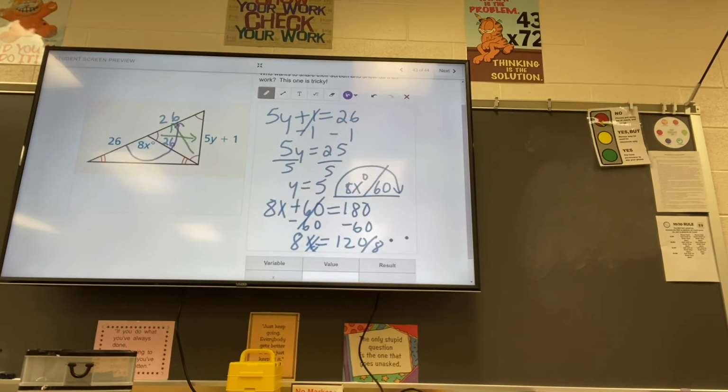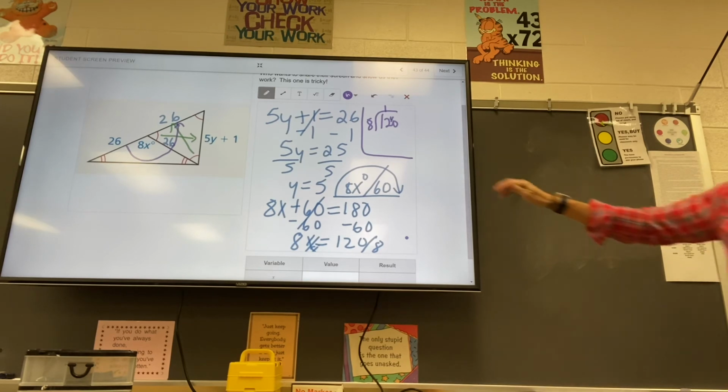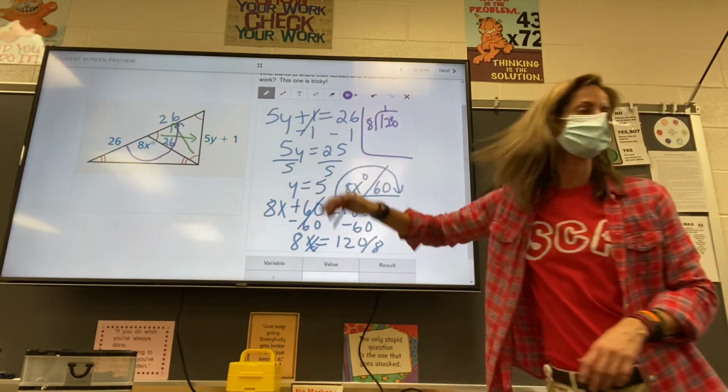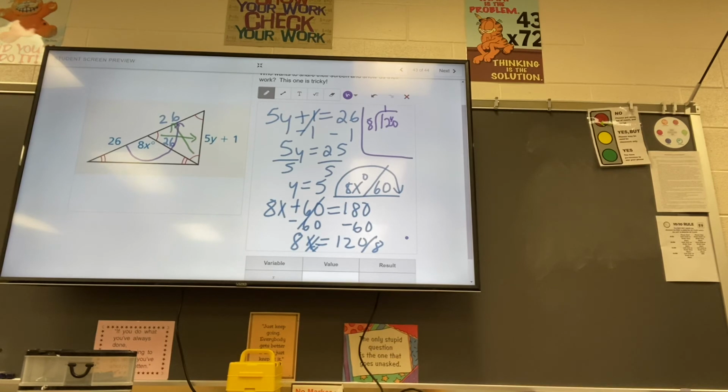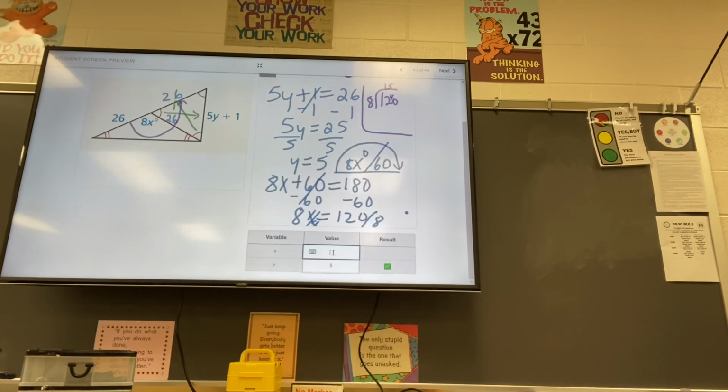I know you're using Desmos, but in your head, this is how you do it. 8 goes into 12 one time with 4 left over. I'm going to put the 4 right here with the 0. Small little 4. 8 goes into 40 5 times. So that's what I do in my head when I do long division. I'm getting 15. Are you getting the measure of x is 15? Okay, I'm going to type it in.